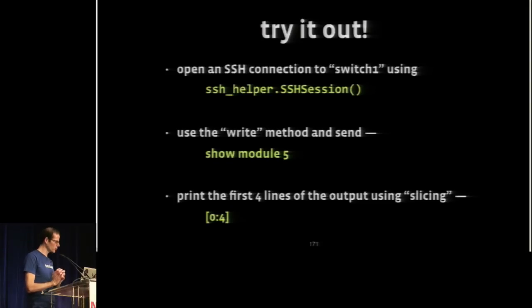OK, so now I want to take a quick break to have you try that as well. Specifically, try creating an instance of SSHSession. All you need to pass in is some value for the device at the beginning. And then try writing show module, number 5. And try to look at just the first 4 lines of output using 0:4. And we'll take a quick break for that. If you have any questions or get stuck, go ahead and raise your hand.